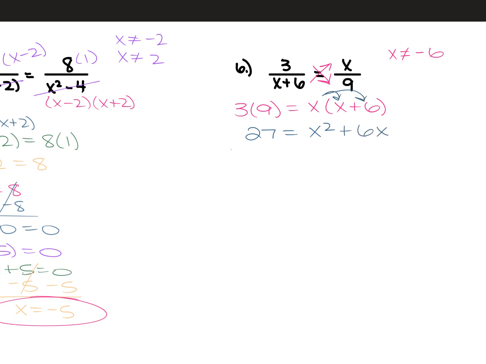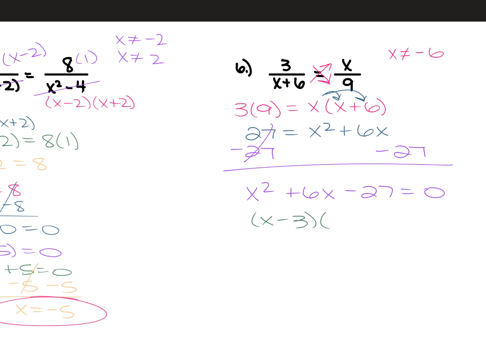Because we have the x squared, we're going to move the 27 over by subtracting it from both sides. We get x squared plus 6x minus 27 is equal to 0. Your factors of negative 27 that add up to positive 6 are negative 3 and positive 9. So that's x minus 3 times x plus 9 is equal to 0. We set both of these equal to 0 and we solve.